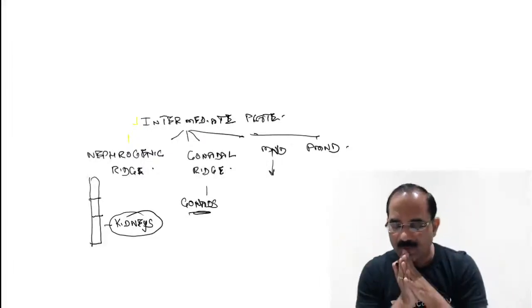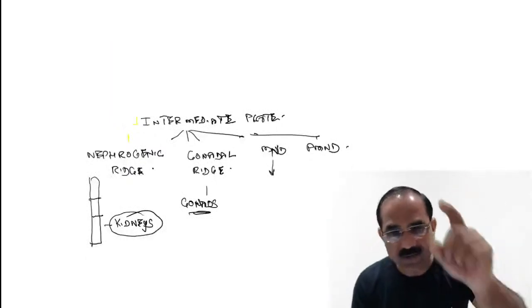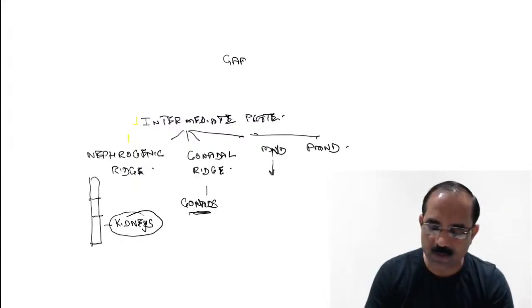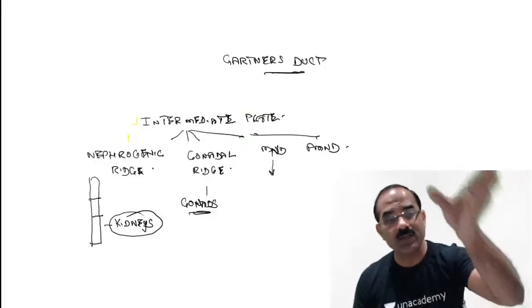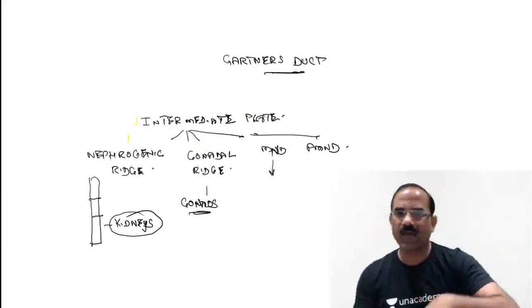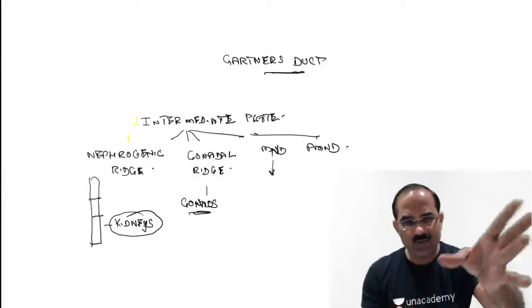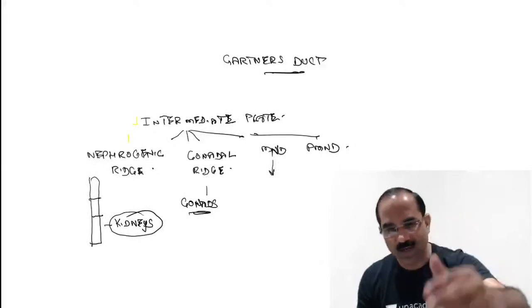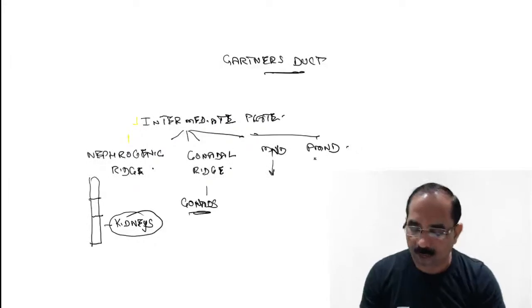What is the mesonephric duct form in females? It degenerates off in females. Yes, it forms the Gartner's duct. Remember, this is a very important MCQ. In males, it forms the entire genital system of males except testis, because testis is derived from the gonadal ridge.